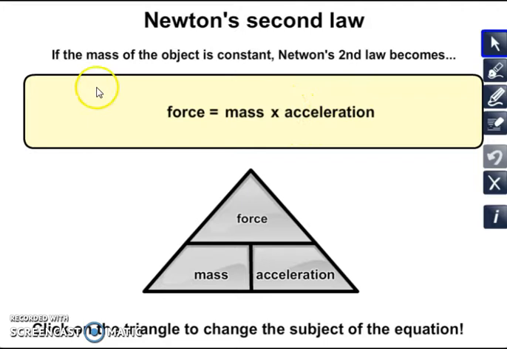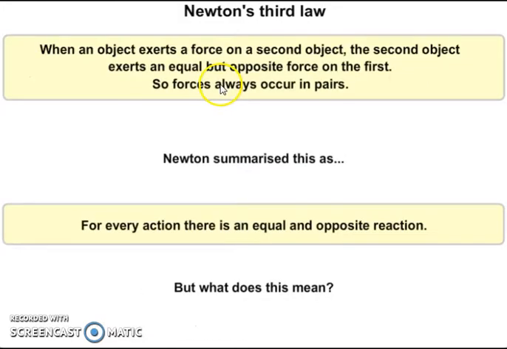or also known as F equals ma. Now we come to the third and final law of Newton. Basically, when an object exerts a force on a second object, the other object will exert an equal and opposite force on the first. So basically, forces always occur in pairs, and the pairs will always have equal and opposite reaction.